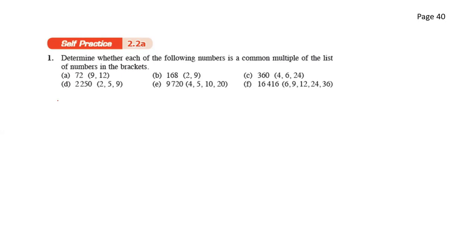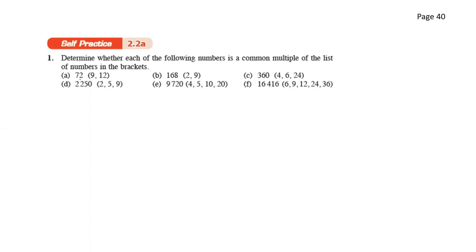In this video, I will be explaining Form 1 Chapter 2.2, Multiples, Common Multiples and Lowest Common Multiple. Let's get to it. Determine whether each of the following numbers is a common multiple of the list of numbers in the brackets. So we would like to see whether 72 is a multiple of 9 and 12.